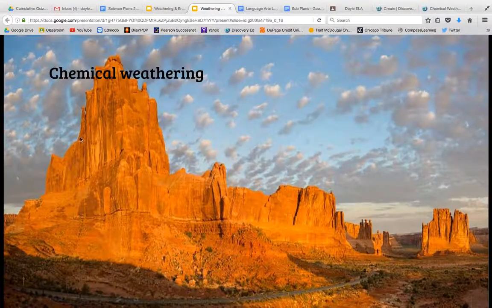We're going to take a look at chemical weathering. So here's a beautiful picture of Moab, Utah. You can see that this, maybe millions of years ago, was a plateau that's been weathered away by both chemical and mechanical weathering, and it's been eroded away too.